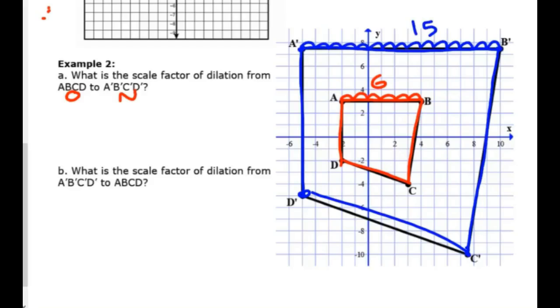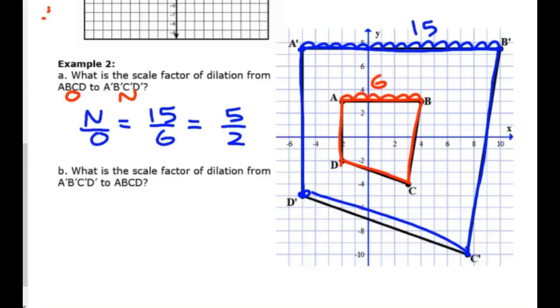All right. So now, what over what? 15 over 6? Or 6 over 15? What's it going to be? So it's always new over old, because to know the scale factor, you must know N over O, right? So the new, the primes, is in blue, 15. Over the original, which is the smaller one, 6. Can we reduce it? Yes, we can. 15 over 6 reduces by 3. What do we get? 5 over 2. Very good. And leave it as an improper fraction, that's fine.